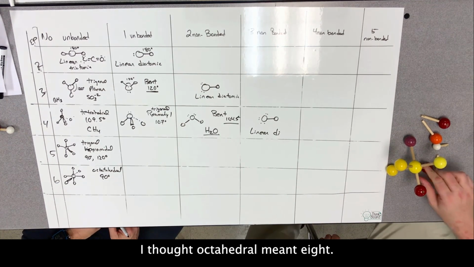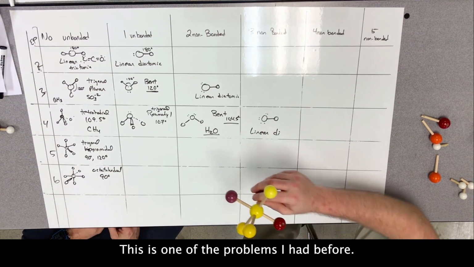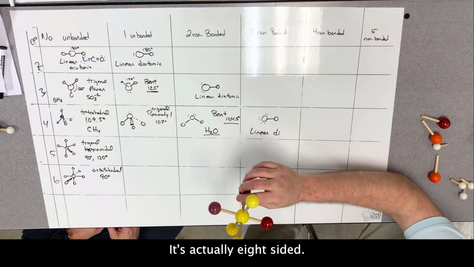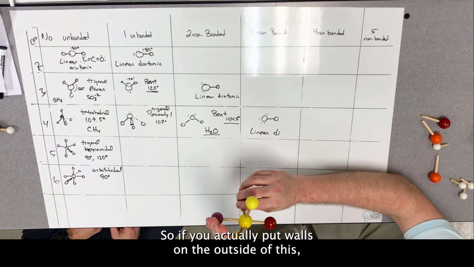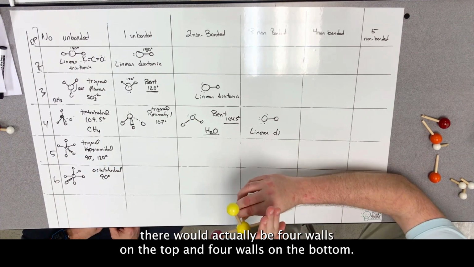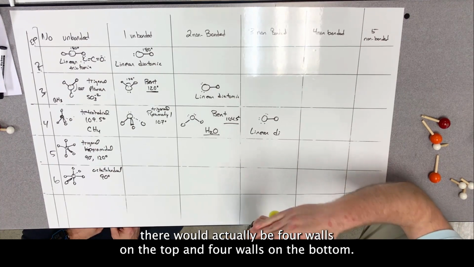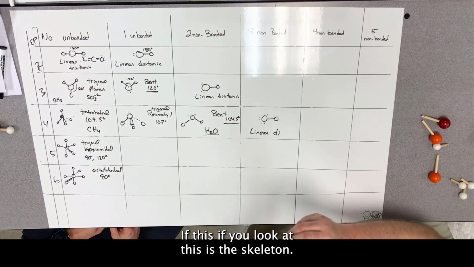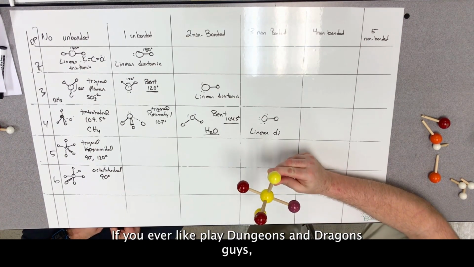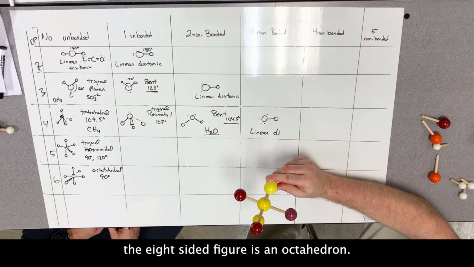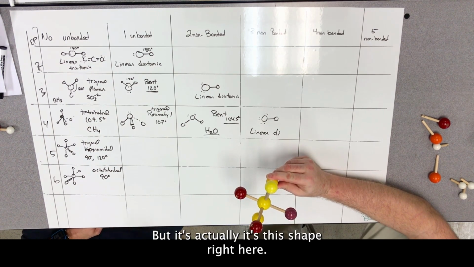I thought octahedral meant 8. Yeah, and you know what? This is one of the problems I had before. If you take a look at this, it's really weird. It's actually 8-sided. So if you actually were to put walls on the outside of this, there would actually be 4 walls on the top and 4 walls on the bottom. So there's actually 8 sides. If you look at this, this is the skeleton for it. If you ever play Dungeons and Dragons, guys, the 8-sided figure is an octahedron, but it's this shape right here.